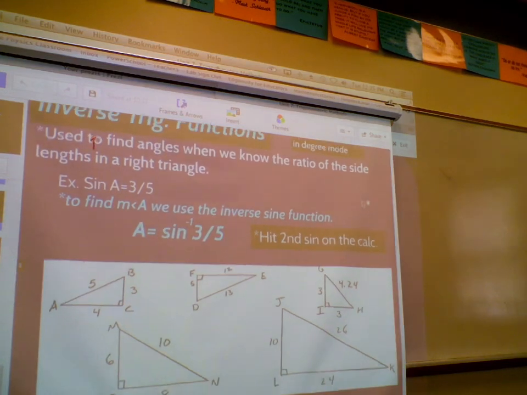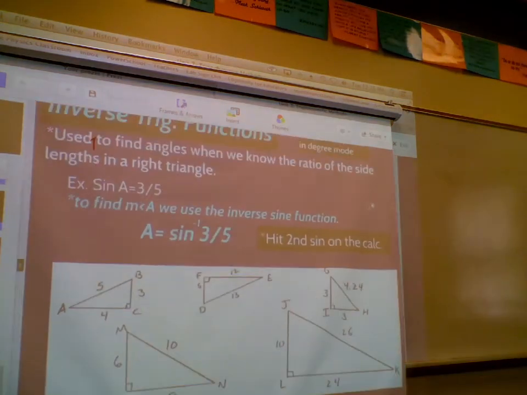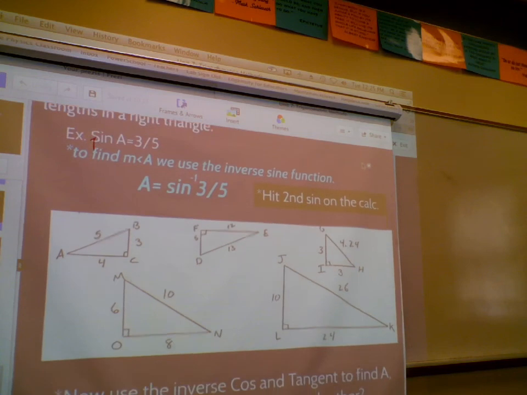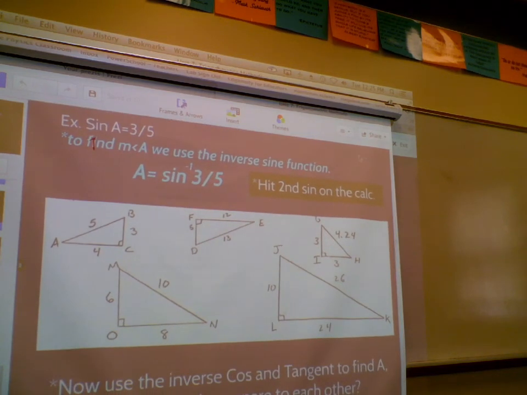Everybody got the definition written down? We got that written down. The use to find. C. I'm looking for part C now. All right.